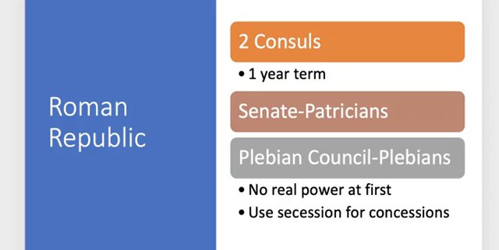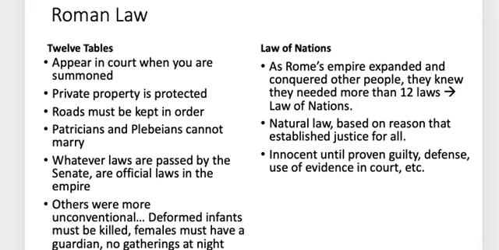Now, as far as the 12 tables that I was just talking about, I did want to look at those for just a second. As far as Roman law with these 12 tables, I have some of them up here. We can see that one of them is to appear in court when you are summoned. It's important for people to know that. Another, private property is protected.